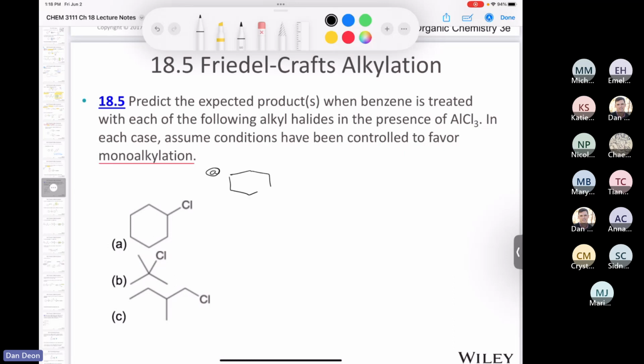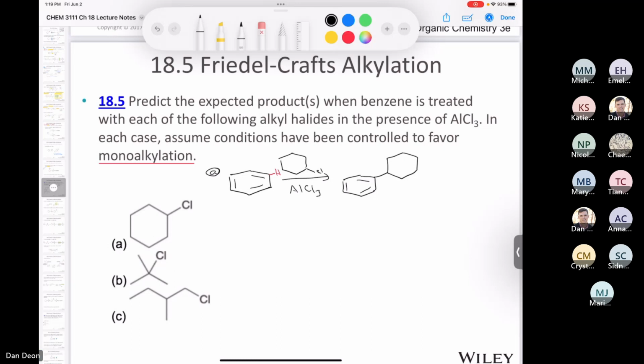So let's take a look at A. We have our aromatic ring, and we're going to react that with cyclopropyl chloride or chlorocyclopropane. Or did I say cyclopropane when I meant cyclohexane? There we go. Cyclohexyl chloride or chlorocyclohexane. My mistake. And aluminum chloride. All we're going to do is substitute a hydrogen. We're going to substitute one hydrogen for the cyclohexane group. So we end up with something that looks like this. There you go. What do you think? Not too bad?